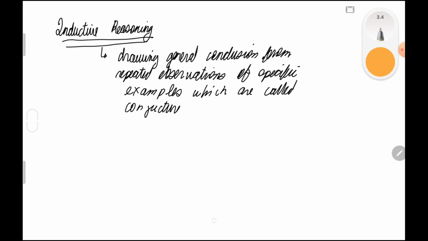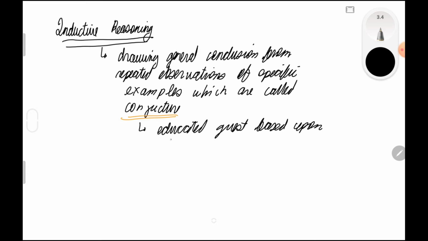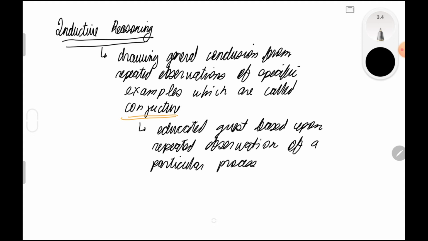So, conjecture therefore is an educated guess based upon repeated observation of a particular process or pattern. So it may be true or not.